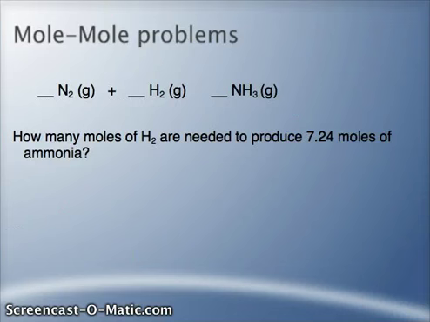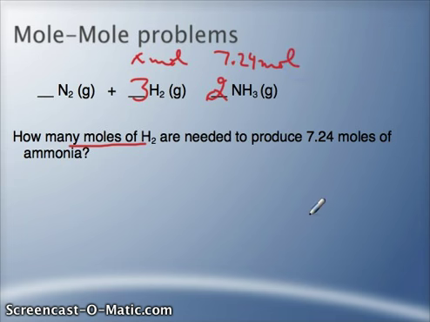First thing again you have to do is balance the chemical equation. So let's do that first. 2 nitrogens, 6 hydrogens, so I need a 3 here. Make sure you check everything, and everything is balanced right now. Now, how many moles of H2? As soon as you see that, there's your question. You're going to put an X moles above H2. Are needed to produce 7.24 moles of ammonia. So here I'm going to put 7.24 moles of ammonia.